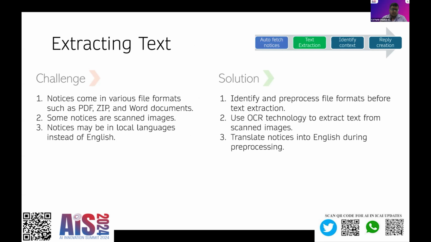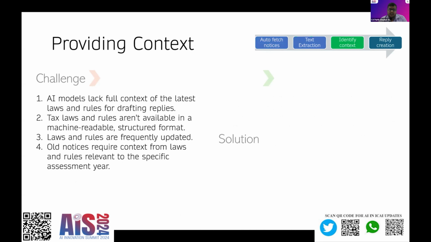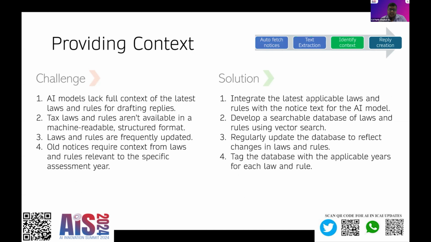Next task is extracting text. This is done using OCR technology. This is again automated when you use certain pre-built AIs. Next part of this is providing context. This is the most important part in any AI.